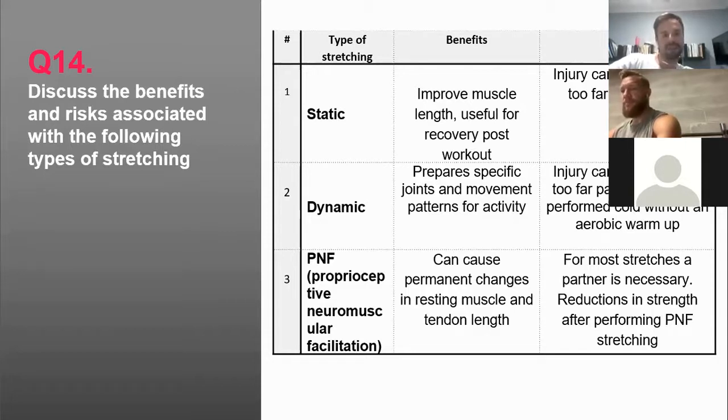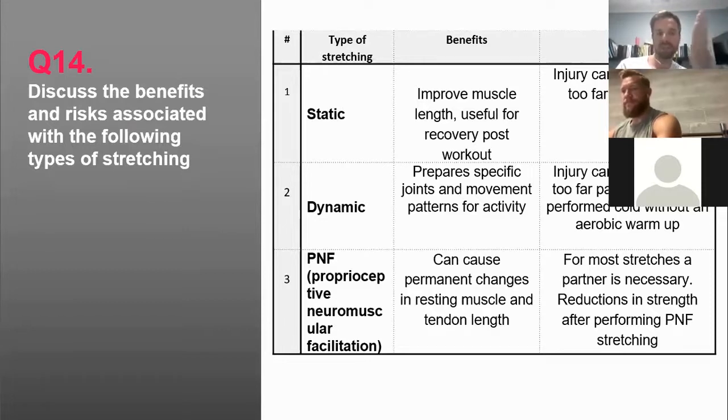No. I'm sure you've probably done it through football before. It's usually a partner assisted stretch where the partner will say, grab your leg, and they'll put you into a hamstring stretch and take you right to the end. Then you'll squeeze and contract the muscle, then relax the muscle, and your partner will push you just a little bit further.